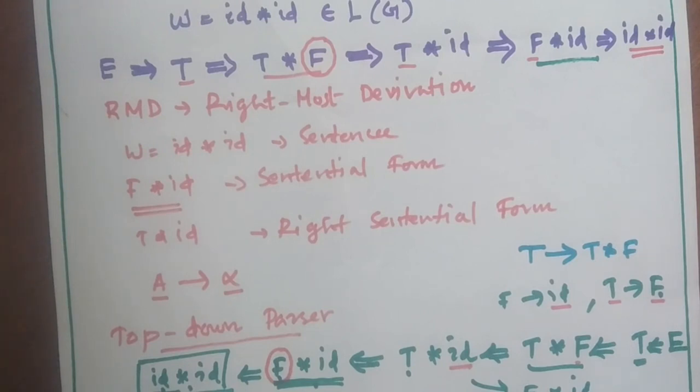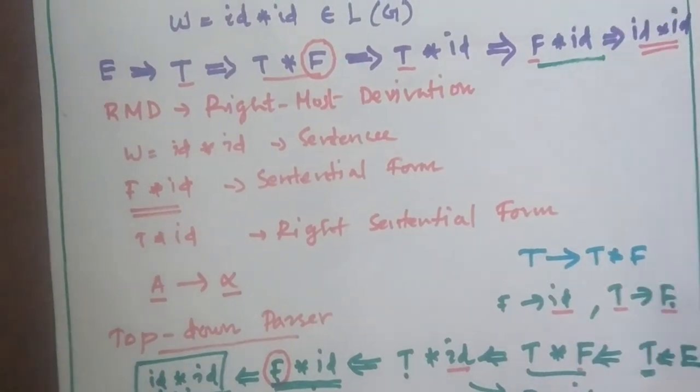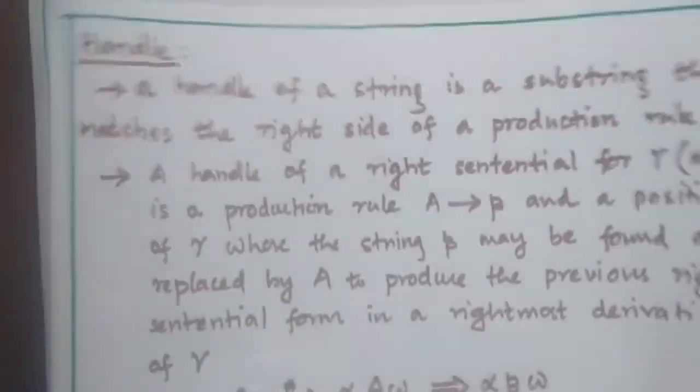So the important thing in a bottom-up parser is to identify the valid substring, and upon replacing that valid substring by the head of the production, we will get just the previous right sentential form. So the problem in a bottom-up parser is to identify which is the valid substring, and that valid substring we usually call a handle. How to define a handle and how to identify a handle, let us see that.